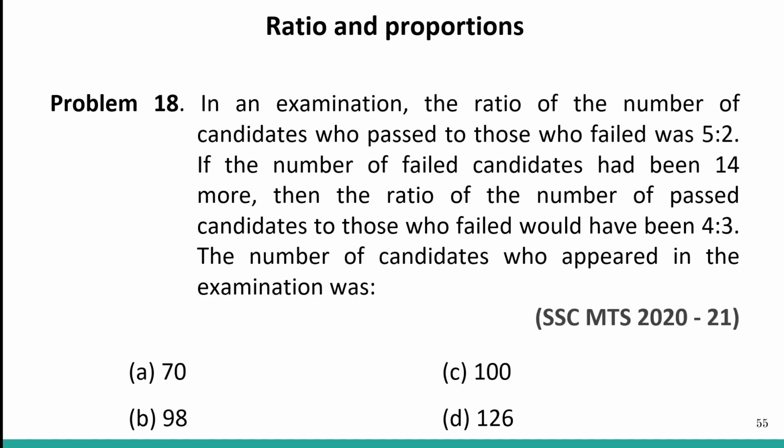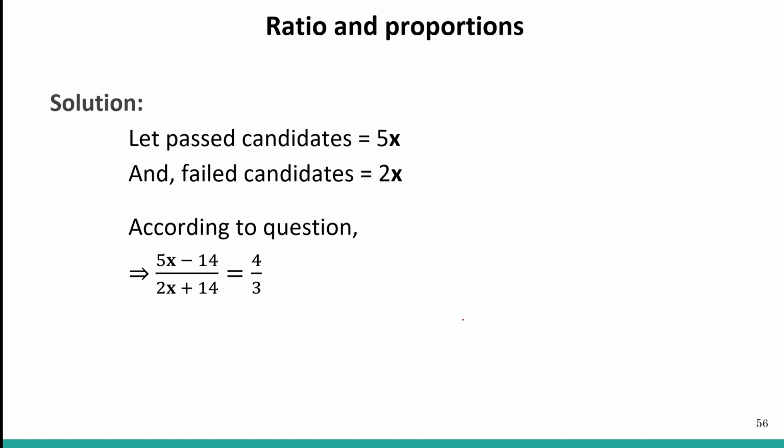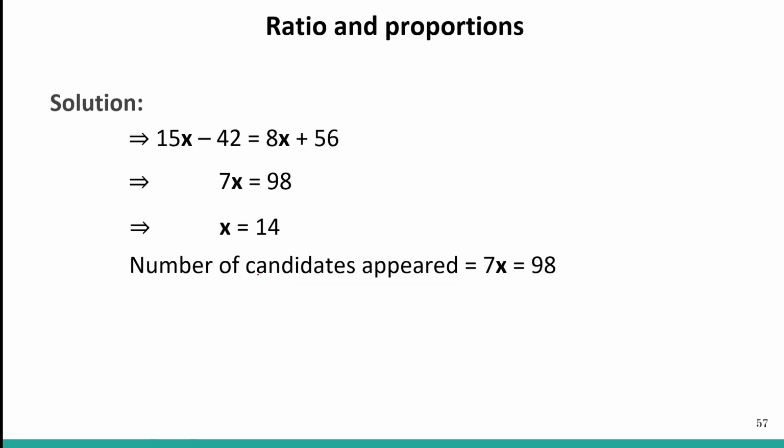So let's see the next problem. In an examination, the ratio of the number of candidates who passed to those who failed was 5:2. If the number of failed candidates had been 14 more, then the ratio of passed candidates to failed would be 4:3. So the number of candidates who appeared in the examination was how much? So let passed be 5x and failed be 2x. So (5x minus 14) whole by (2x plus 14) is equal to 4:3. This implies that x is equal to 14, right? So the number of candidates appeared is 7x, which is equal to 98.